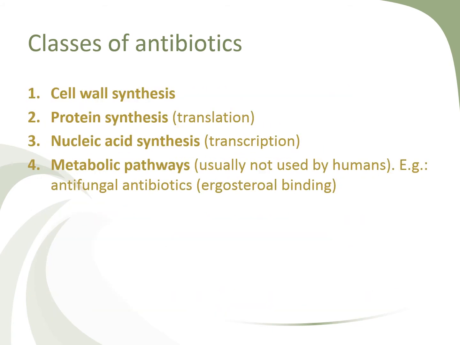So we have four main classes of antibiotics. We are gonna explore each of them, but the four are: first one, antibiotics that act against the cell wall synthesis of bacteria; others against protein synthesis, so the translation; others against the nucleic acid synthesis, so the transcription; and the metabolic pathway. Usually this last one is not used by humans. They are more antifungal antibiotics. Okay.